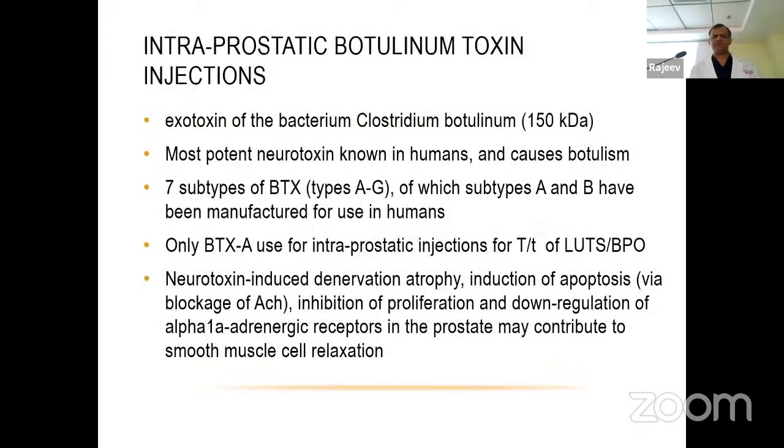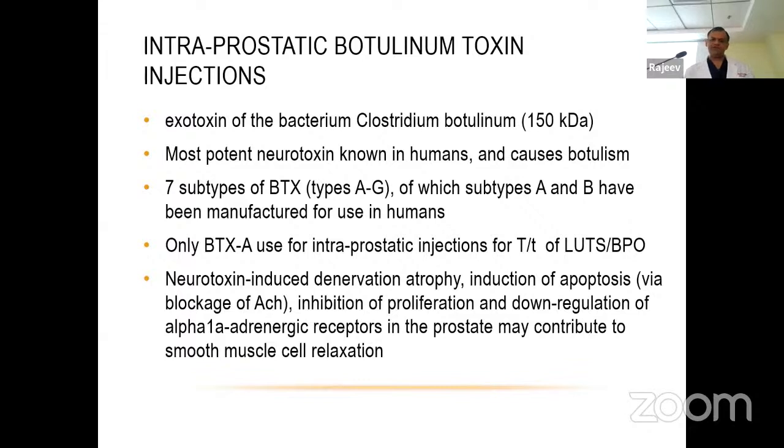Intraprostatic botulinum toxin is also used as an injection. Botulinum toxin is an exotoxin of the bacterium Clostridium botulinum. It is known as the most potent neurotoxin known in humans, and it causes botulism. There are 7 types of botulinum toxin, out of which subtypes A and B have been manufactured for use in humans, and only Botox A is used for intraprostatic injection for treatment of LUTS and bladder outlet obstruction.